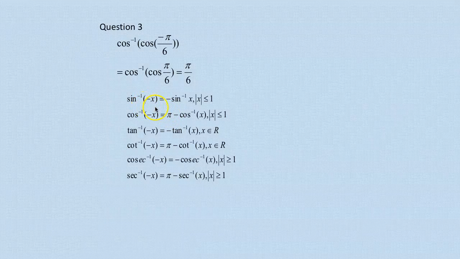Now sin inverse minus x is minus sin inverse x for all mod x less than or equal to 1. Cos inverse minus x is pi minus cos inverse x for mod x less than or equal to 1. Tan inverse minus x is minus tan inverse x where x belongs to R. Cot inverse minus x is pi minus cot inverse x where x belongs to R. Cosec inverse minus x is minus cosec inverse x where mod x is greater than or equal to 1. And sec inverse minus x is pi minus sec inverse x where mod x is greater than or equal to 1.